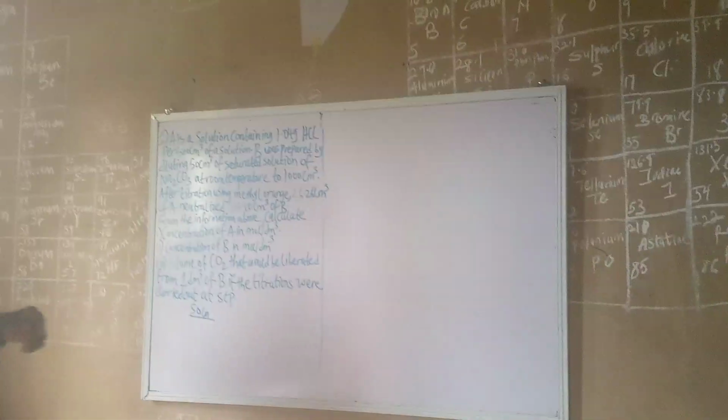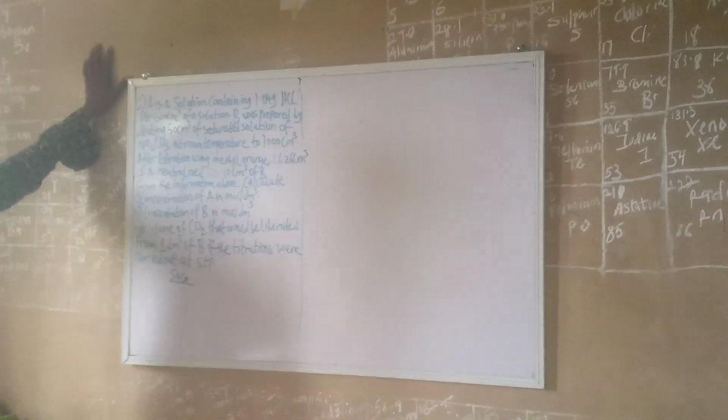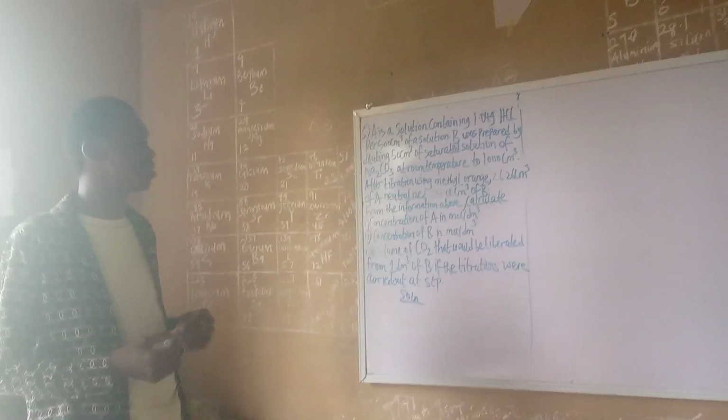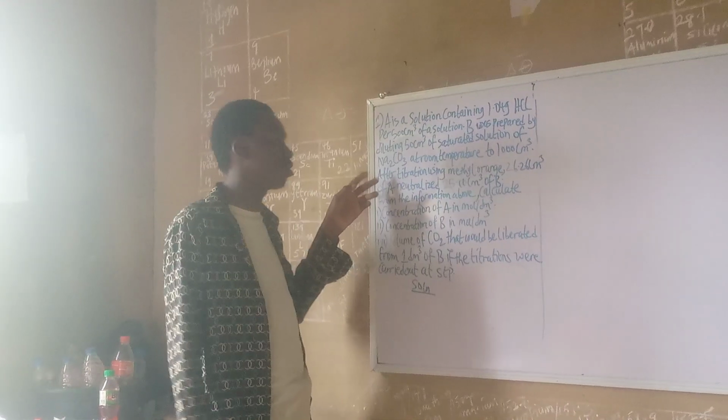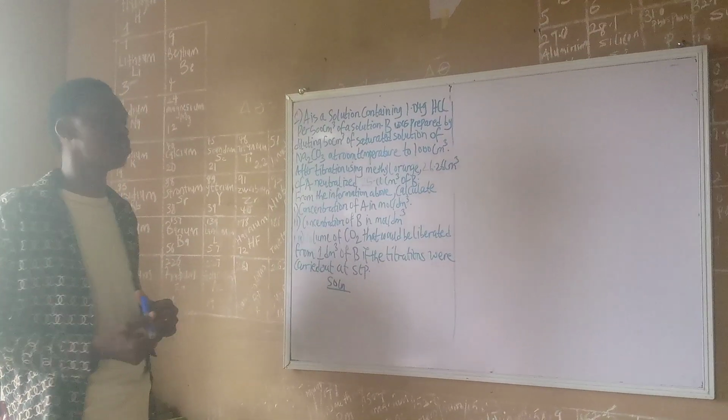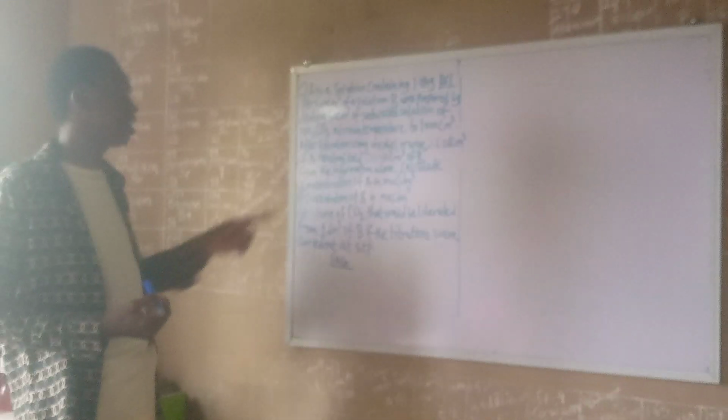hydrochloric acid per 500 cm³ of solution. B was prepared by diluting 50 cm³ of saturated solution of sodium carbonate at room temperature to 1000 cm³. After titration using methyl orange, 26.26 cm³ of A, which is the acid, neutralized 25.00 cm³ of B, which is the base.